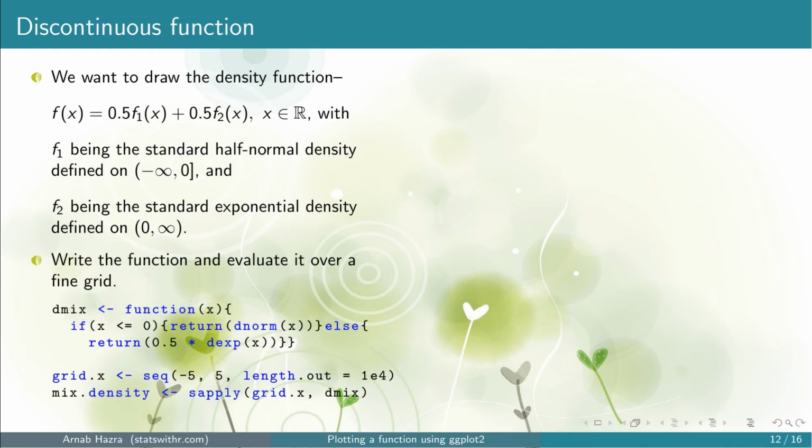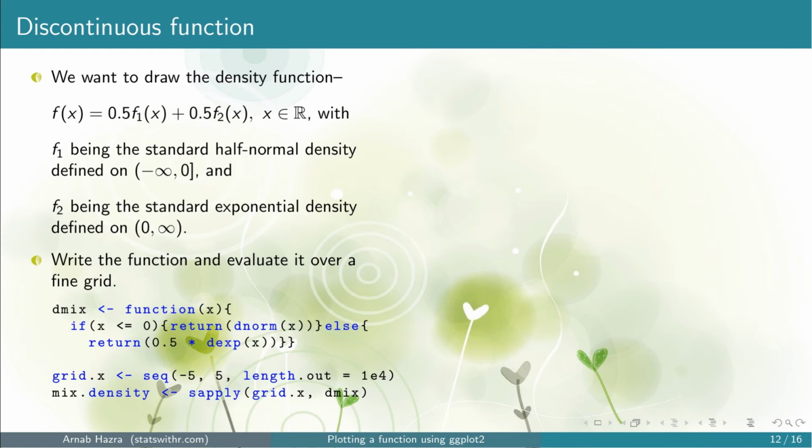First, we write the density function dmix with input x. If x is less than or equal to 0, we have the normal density, which is equal to 0.5 times the half normal density, and otherwise 0.5 times the standard exponential density.